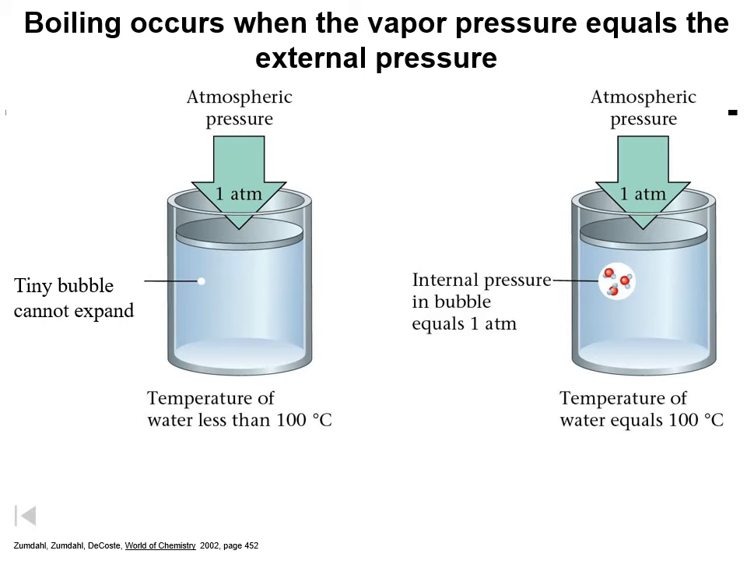Boiling occurs when the vapor pressure equals the external pressure. So atmospheric pressure in this case would be our external pressure. Initially, as we heat a liquid up, you'll see a tiny bubble start to form. However, the pressure coming from the atmosphere is greater than the pressure inside the bubble, the vapor pressure, and the bubble just collapses. Once the internal pressure in the bubble is equal to 1 atmosphere, now the bubble can keep expanding and go to the top of the surface.